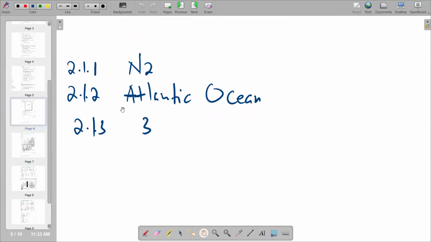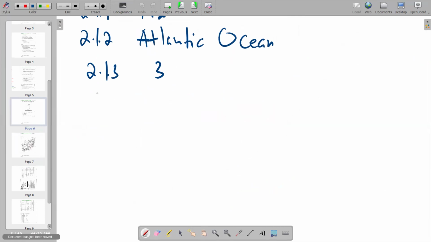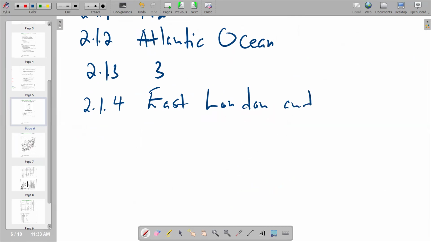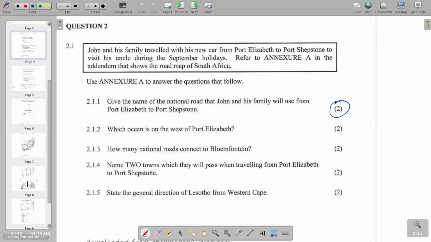So this is going to be our 2.1.4. So we are saying East London and Umtata. So these are the two towns that we have. We refer back to 2.1.5. State general direction of Lesotho from Western Cape. State the general direction of Lesotho from Western Cape.